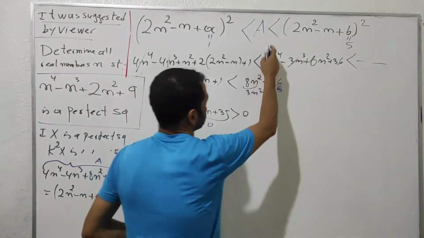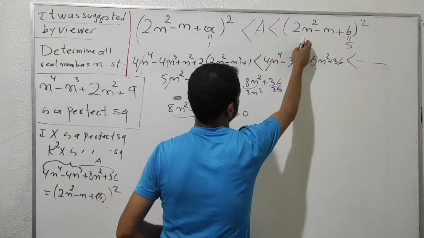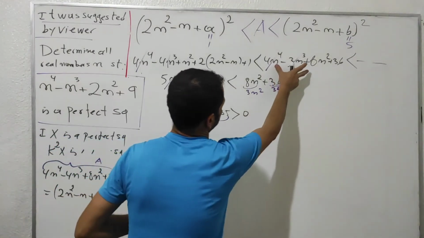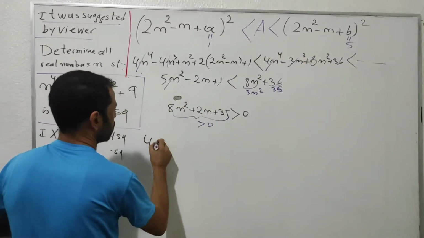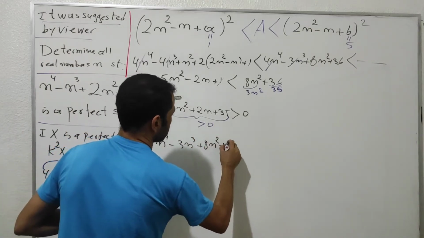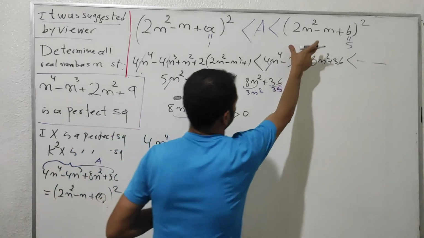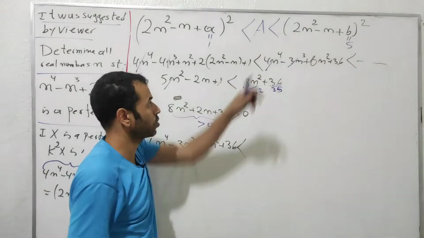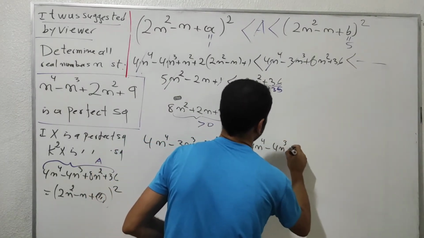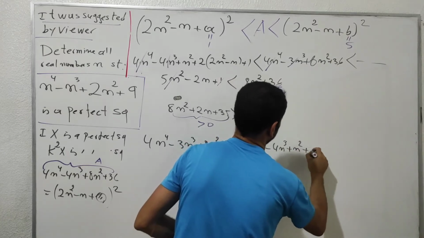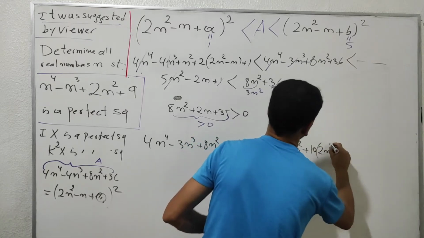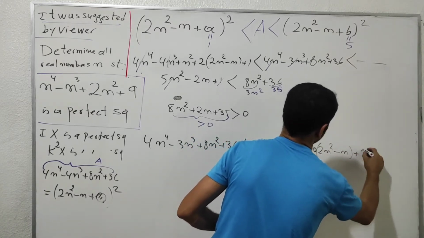Now the only thing left, this one and this one, we have to make the comparison between this term and this term. So I'm simply going to rewrite this one as it was here. I get 4n to the fourth minus 3n cubed plus 8n squared plus 36 is strictly inferior to this one. So I'm going to do the same thing by expanding this one out. I get here 4n to the fourth minus 4n cubed plus n squared plus 2 times 5, which is 10, multiplied by 2n squared minus n plus 25, 5 squared.